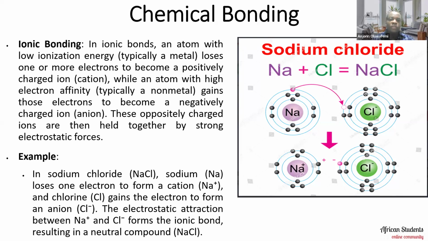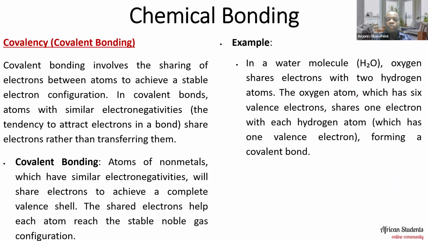But this is not the case with the second type of chemical bonding, which we call covalent bonding. In covalent bonding, what happens basically is that there's a sharing of electrons. Electrons are shared, instead of transferring, there's a sharing. So I bring mine, you bring yours, we share together, and then we are all okay. And that is what happens with covalent bonding.